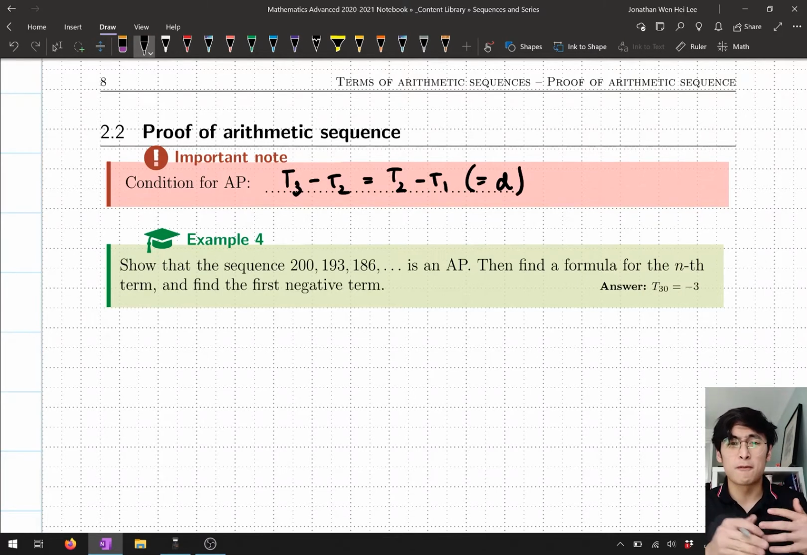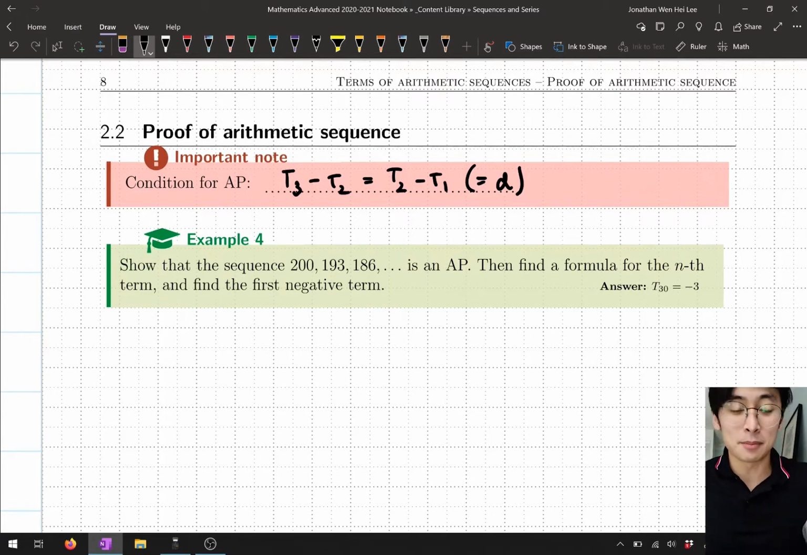If you don't get the first 3 terms, if you get any random number of terms, as long as you take 2 consecutive terms and subtract them, and you get that common difference and show that for our sequence, then it's an arithmetic progression. So let's have a go at a couple of examples of this.